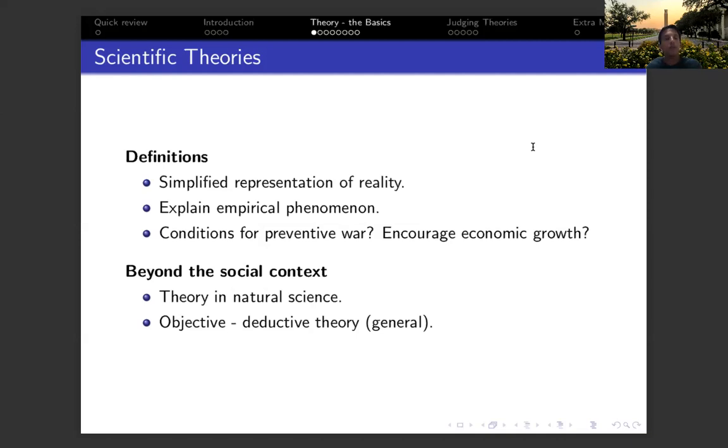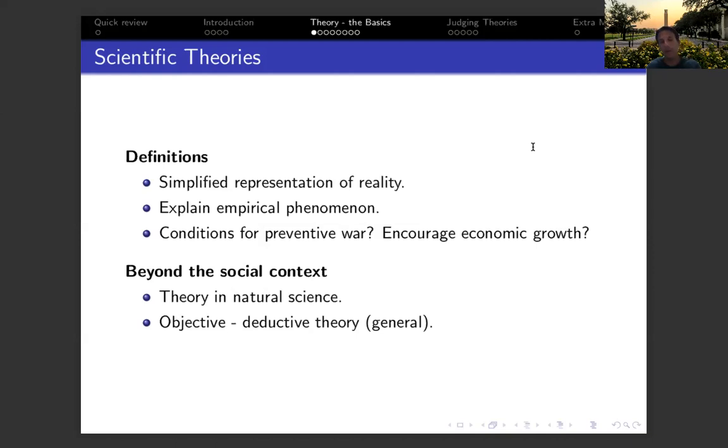The objective of those kinds of theories overall in the natural sciences, and what we try to do also in the social science, is to build what's called a deductive theory, which is a general theory which offers very general explanations to multiple classes of events, and then we can actually apply that theory to different specific events.